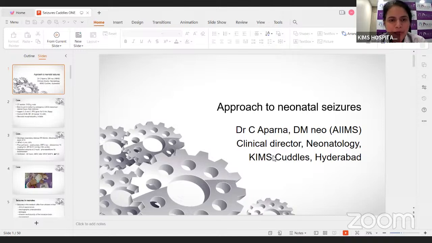In terms of supportive management, one needs to understand that one has to maintain physiological temperature, glucose, oxygenation, ventilation, and blood pressure. These form an important component of the holistic management of neonatal seizures. And I shall conclude with the key recommendations from the World Health Organization.